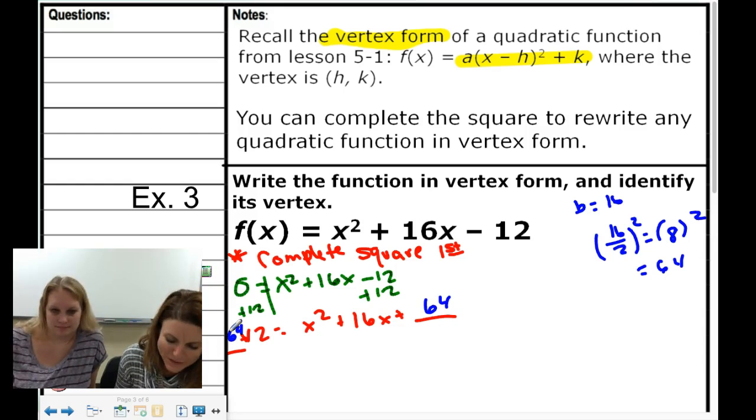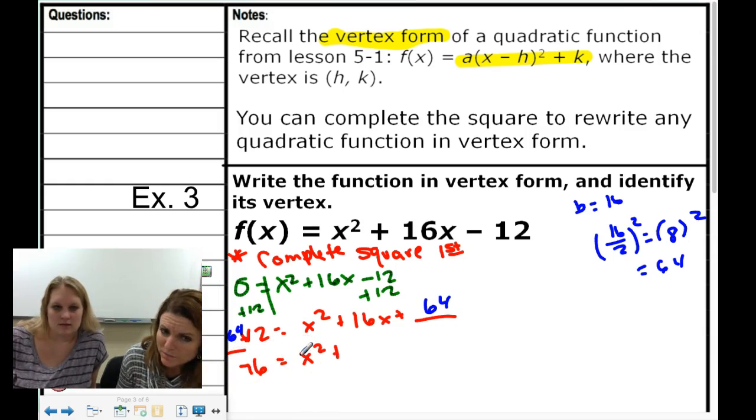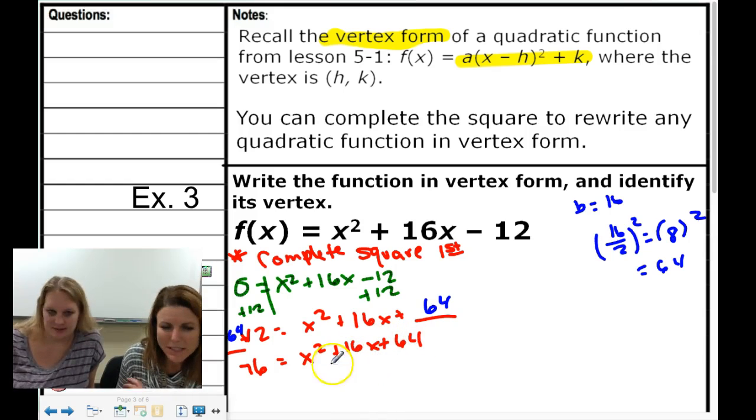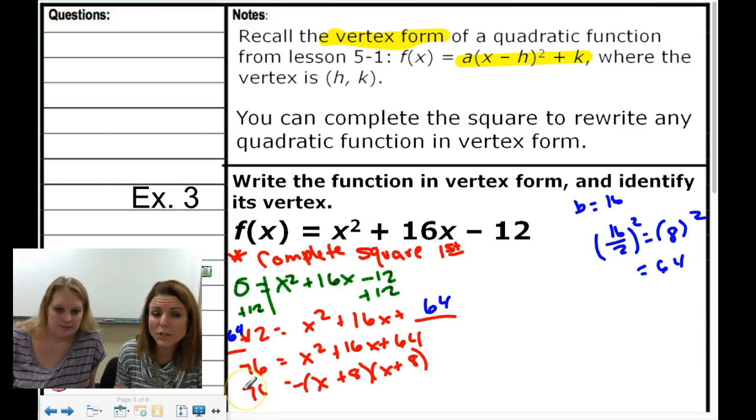So on the left side, 64 plus 12 is going to be 76. And now let's factor. You're just rewriting it. Multiply together 8 and 8, and 8 plus 8. So let's write the two parentheses: x plus 8 and x plus 8. Remember, when completing the square, they have to be the same. Otherwise, you didn't do it right.